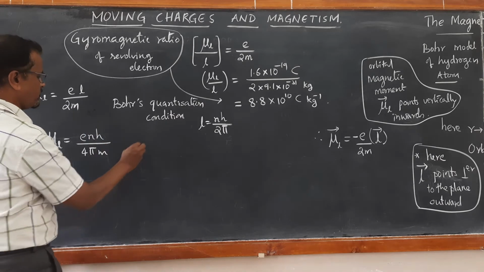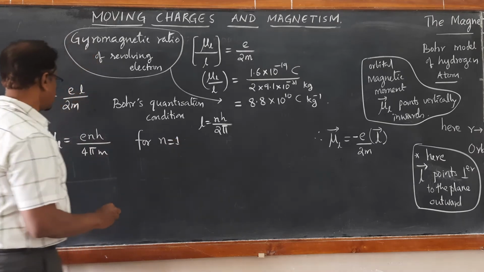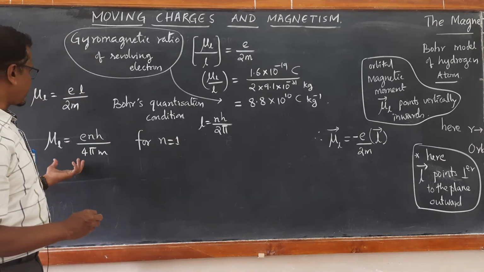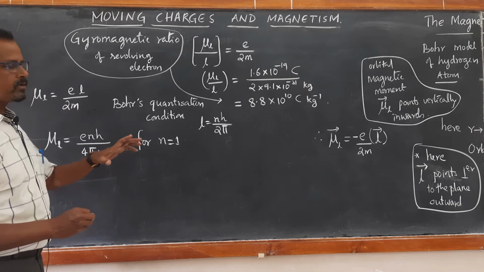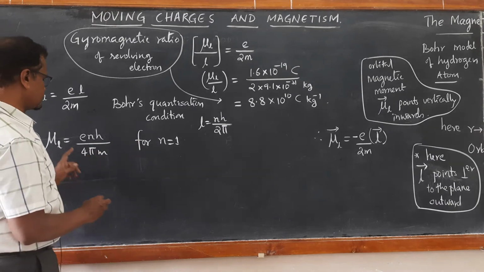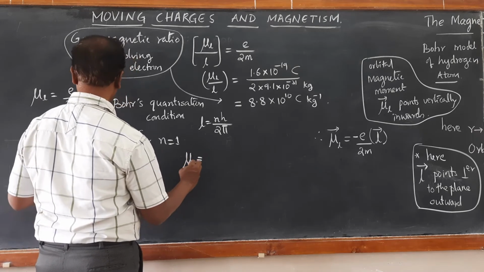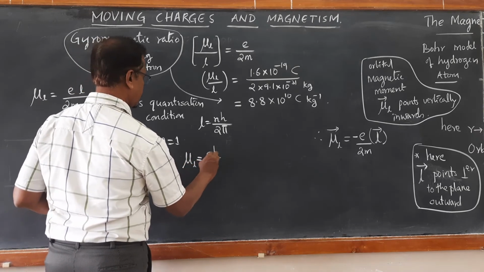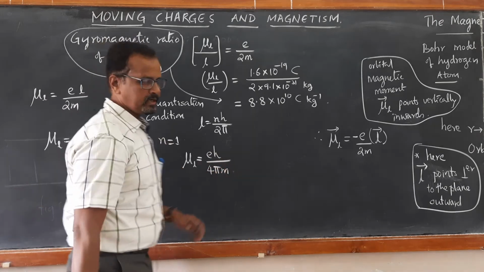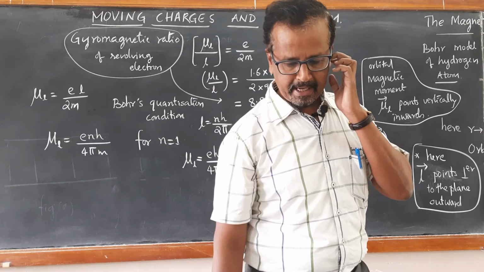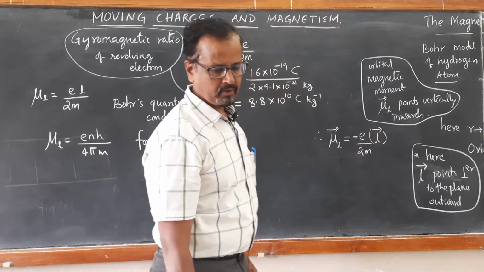Here for n equal to 1, we calculate the orbital magnetic moment of the electron revolving in the first orbit. So, mu L for the first orbit becomes eh upon 4 pi m. This is called the Bohr magneton, eh upon 4 pi m.